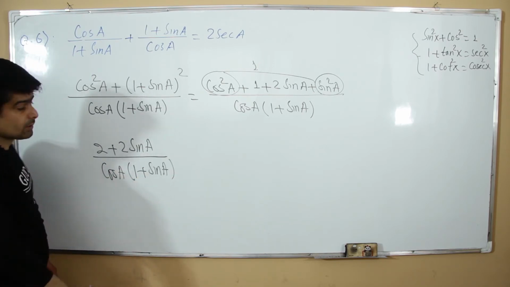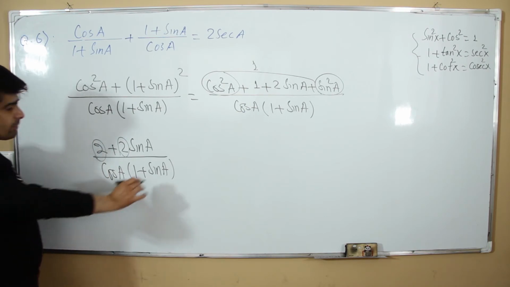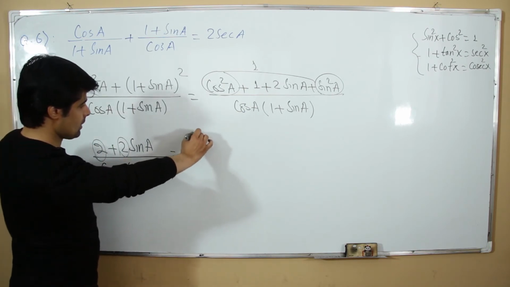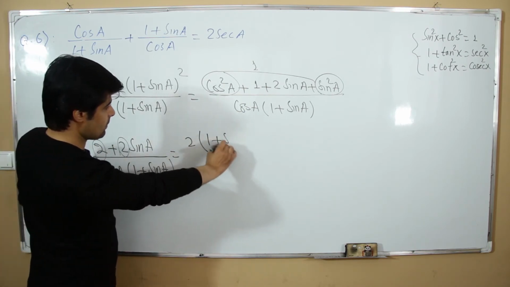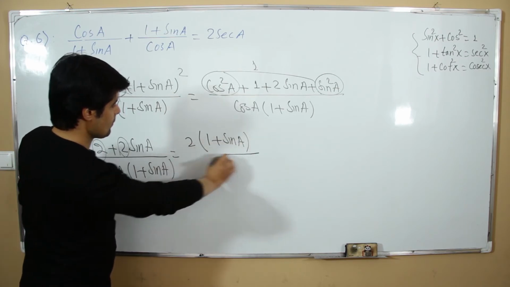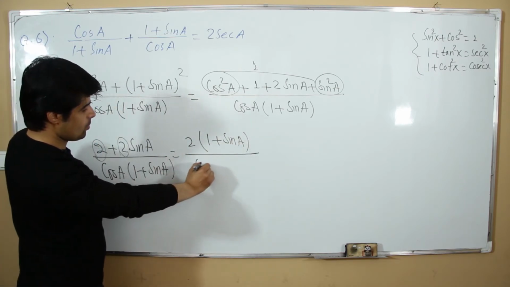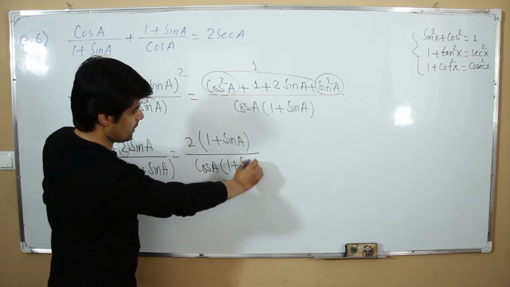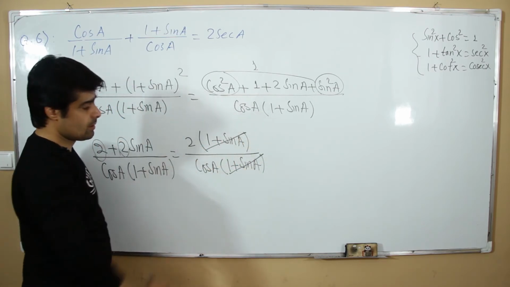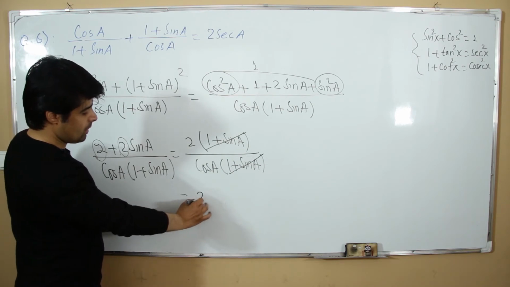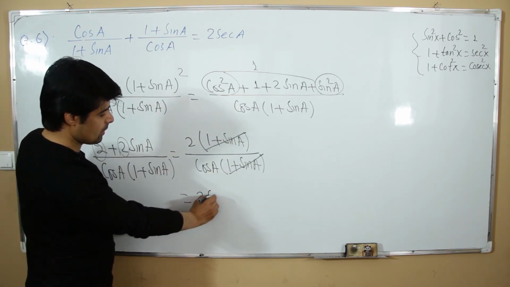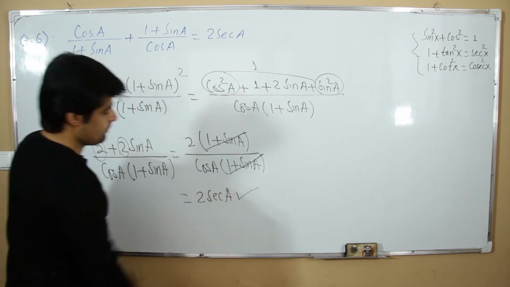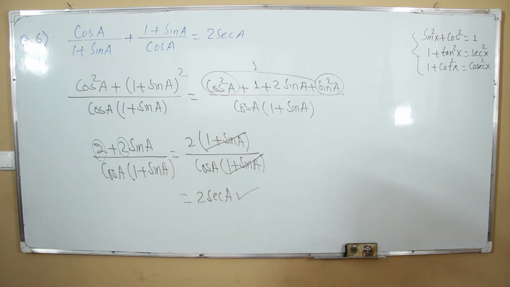Am I right? Yes. Now in here we have 2 as a factor. You will have 1 plus sine a divided by cosine a multiplied by 1 plus sine a. I think this is cancelled, so the remaining is 2. 1 by cosine is secant. Write it please.